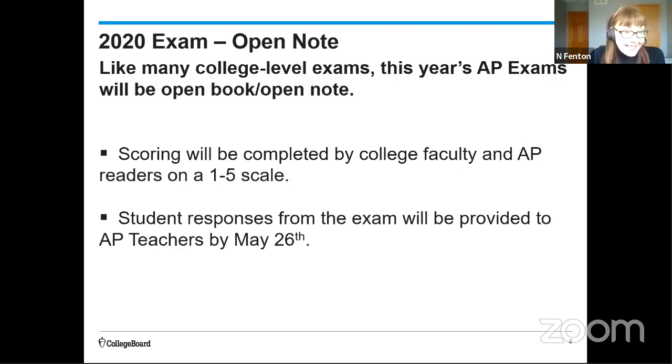The interesting thing is that your responses are going to be sent to your teacher by May 26th. And it would then be up to your teachers or your administrators if they want to use the results of your AP exam as part of your course grade or just as something formative. That will be up to your school.